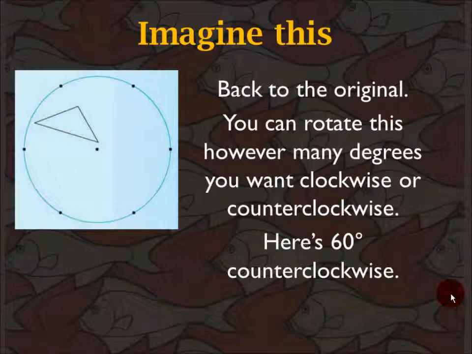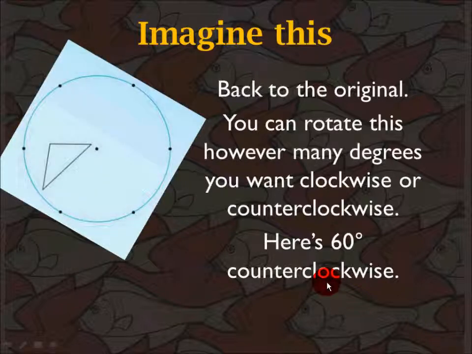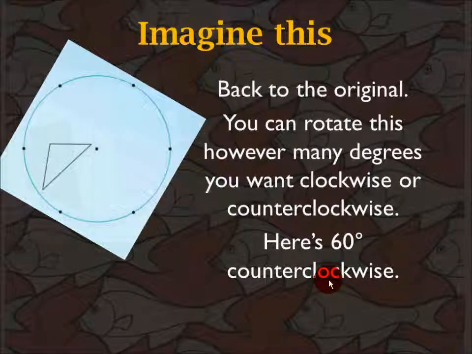Now, let's go back to the original triangle. You can rotate this however many degrees you want, either clockwise or counterclockwise. Here's 60 degrees counterclockwise, so it's going to come this way, like that. I had to rotate the whole picture because that's just how I had to do it.